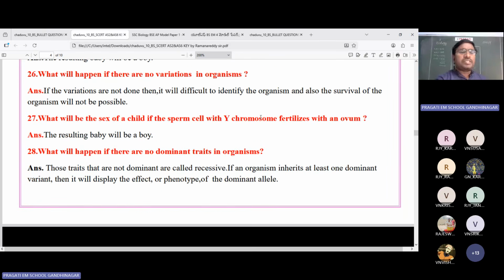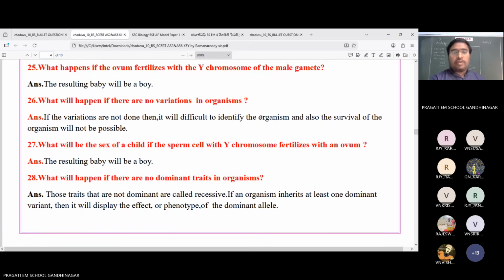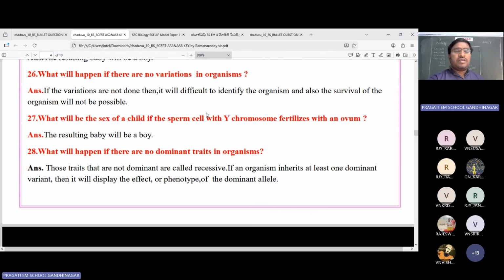Next, 26th. What will happen if there are no variations in the organisms? What will happen, children? So if there are no variations, there is no adaptation, isn't it? So if the variations are not there, then it will be difficult to identify organisms, and also the survival of the organism will not be possible.